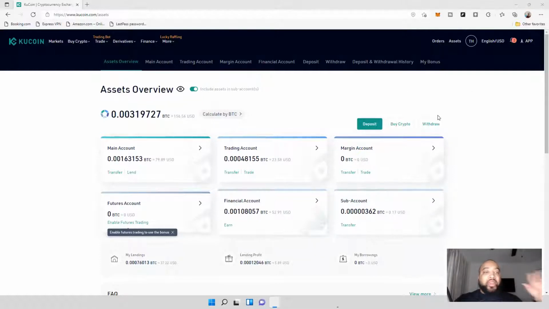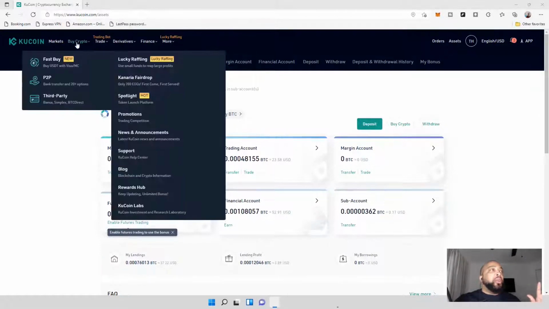So if you don't have any money to purchase cryptocurrency yet, the first thing that you're going to have to do is come up here and do fast buy. Now, this is using KuCoin on a laptop or a desktop, but the processes are still the same if you're using the app.